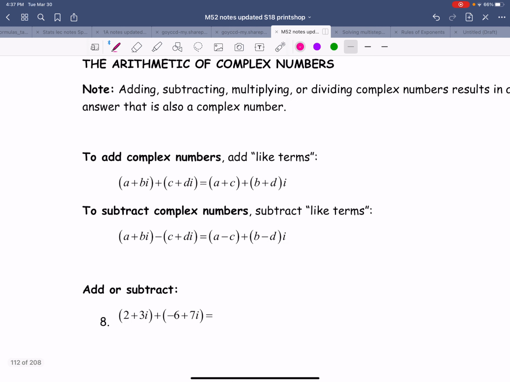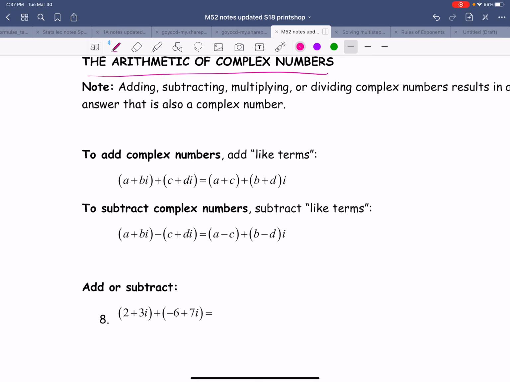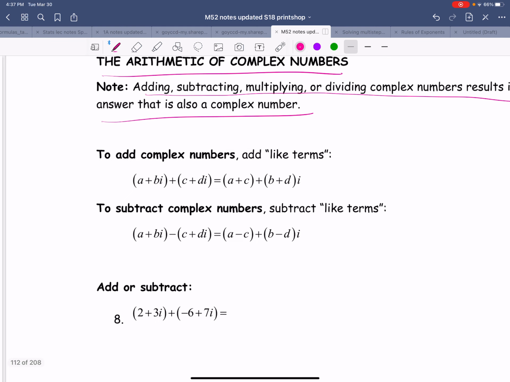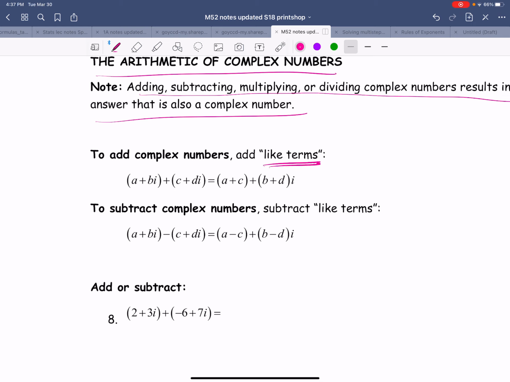Okay, next, the arithmetic of complex numbers. Now we're going to talk about adding, subtracting, multiplying, and dividing complex numbers. To add complex numbers, we add the like terms, meaning the real parts get added together. So if we are trying to add two complex numbers, a plus bi and c plus di, then we add the real parts together and we add the imaginary parts together, and we leave them in the form of a plus bi. To subtract complex numbers, the same kind of story. Don't forget to distribute the negative sign inside first, and then take care of adding the real parts and adding the imaginary parts, or subtracting.